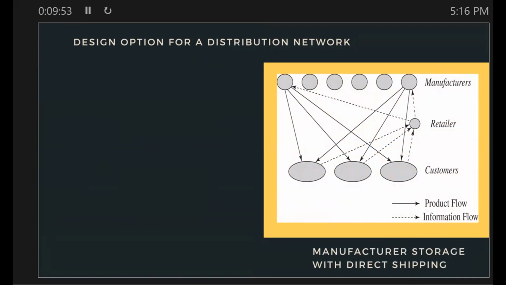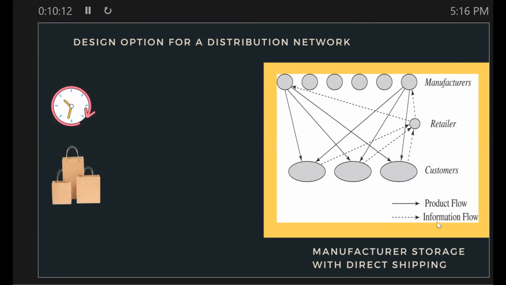So in this network, manufacturers directly ship their product to the customers. So what are the pros and cons of this type of distribution network? For the response time, it will be longer since there is an increased distance between the manufacturer and the customers. But it is easier to provide a variety of products, and the product is readily available since the product will come directly from the manufacturer.